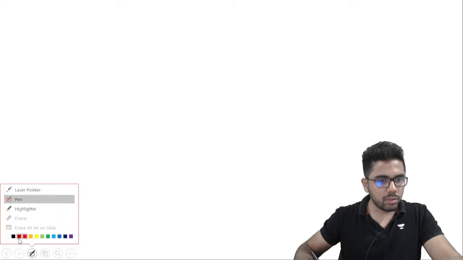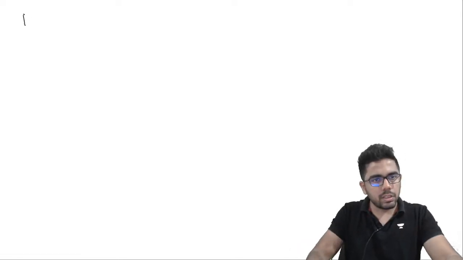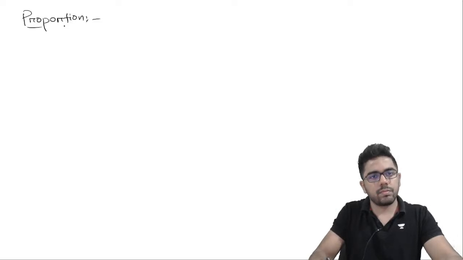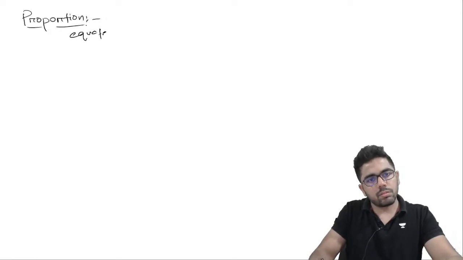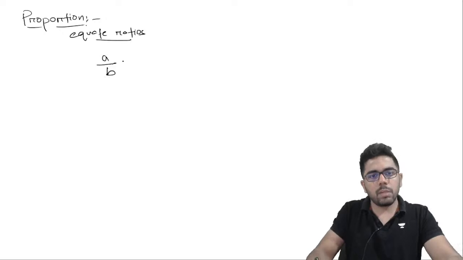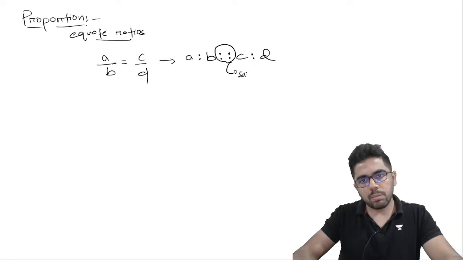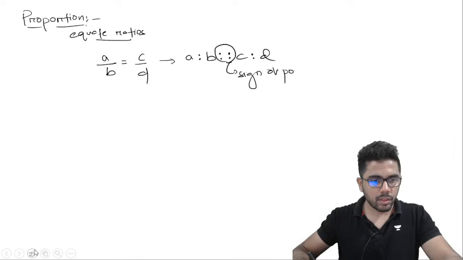चलो, so let us start. Last class हमने ratio पढ़ा था. Let us try and see proportion. What is proportion? Proportion is when you equate ratios. Okay. So when you equate ratios, you get a proportion. Example, A by B is equal to C by D. So I am equating two ratios. So I can write A is to B ratio is in proportion with C is to D. Okay, so this is the sign of proportionality. ये proportionality का symbol है.